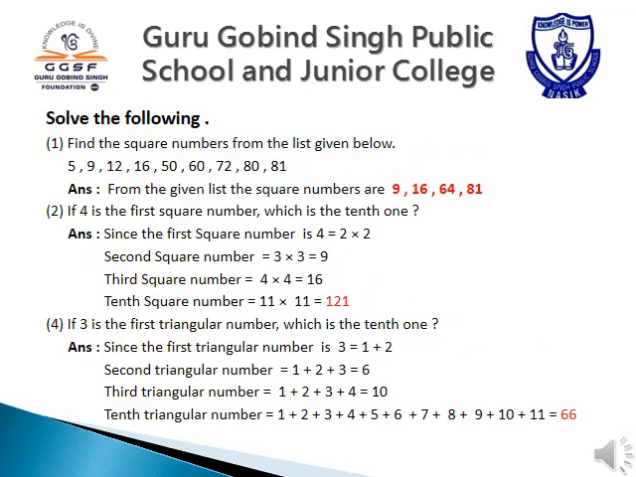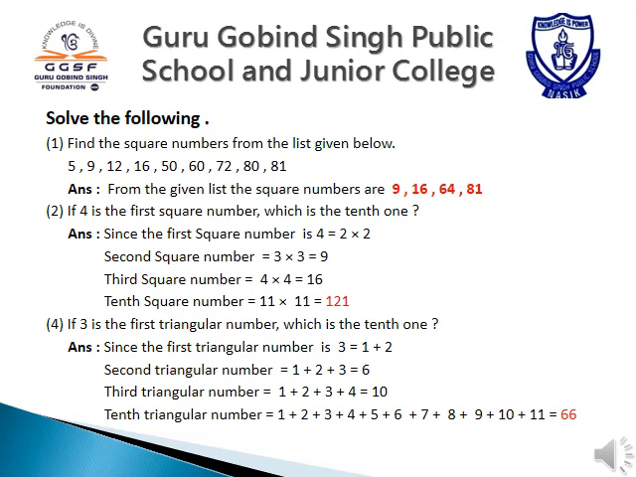Here I have solved some examples. First, find the square numbers from the list given below. Here some numbers are given and we have to find out the square numbers from them. As I have told you to learn the square numbers, here you can easily find out which are the square numbers. 9, 16, 64 and 81 are the square numbers. We know that 9 is the square of 3, 16 is the square of 4, 64 is the square of 8 and 81 is the square of 9.